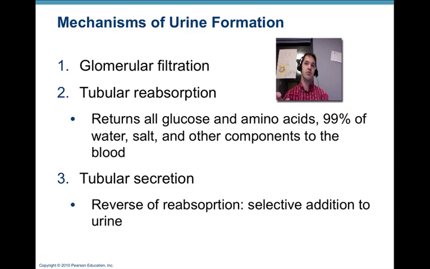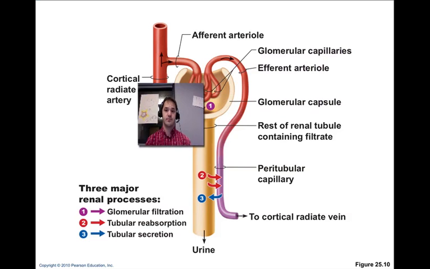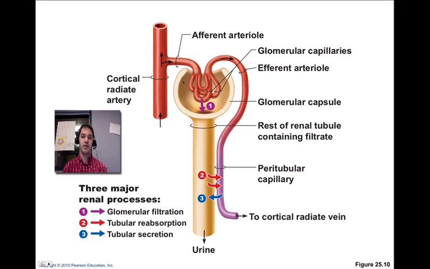Tubular secretion is the movement of non-filtered stuff to the filtrate, so moving from the peritubular capillaries back into the filtrate selectively. And here's a picture showing that. So filtration happens at the glomerulus. We form this bulk filtrate, and then a lot of stuff gets reabsorbed, and then selectively stuff gets secreted back into the filtrate.